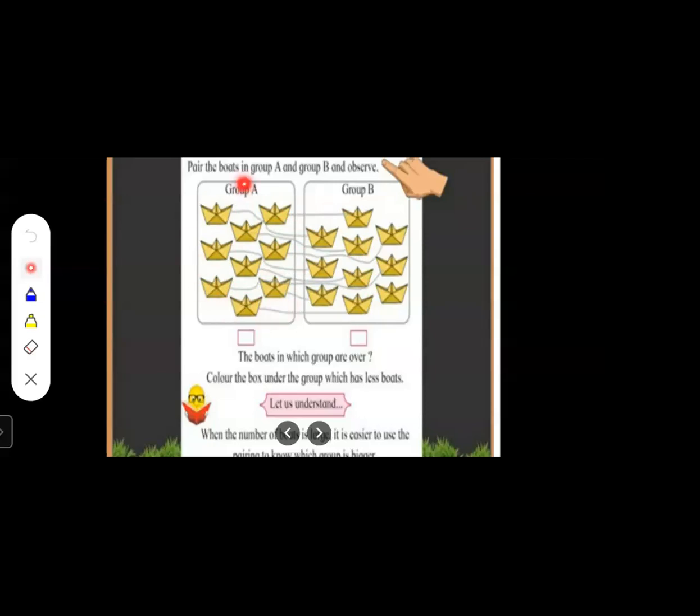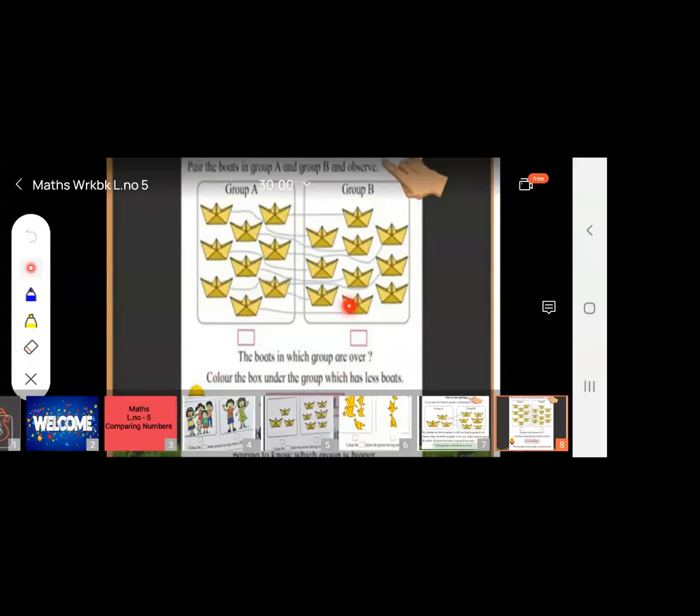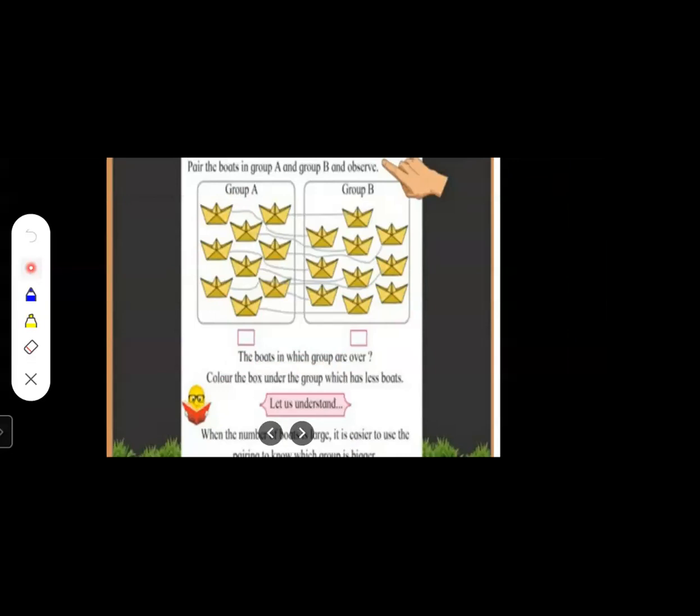Now you can see in group A, boats have been finished, but in group B, you can see this one is remaining. This one is still remaining. Here, in group A, it is finished, but in group B, one is remaining. So, the boats in which group are over? Which group's boats are over? Students, tell me. In group A, right? In group A, boats are over.